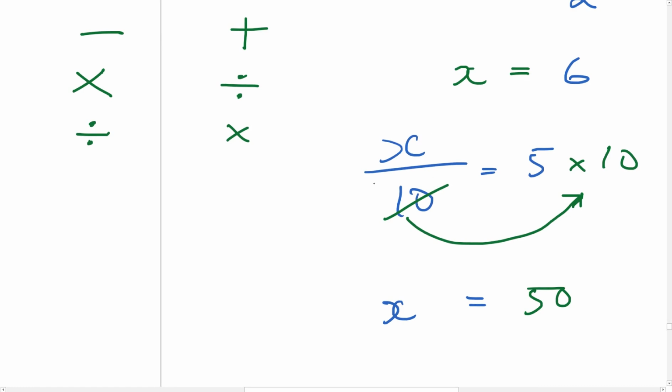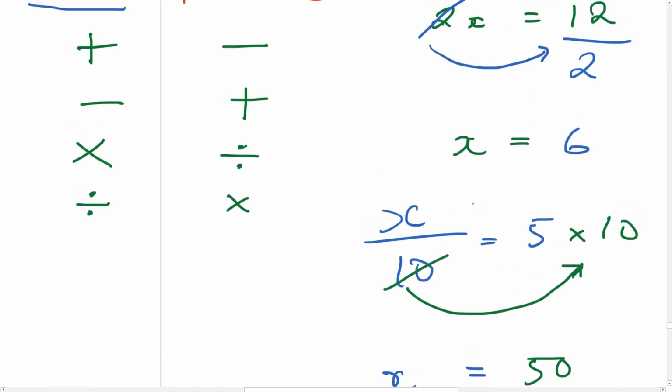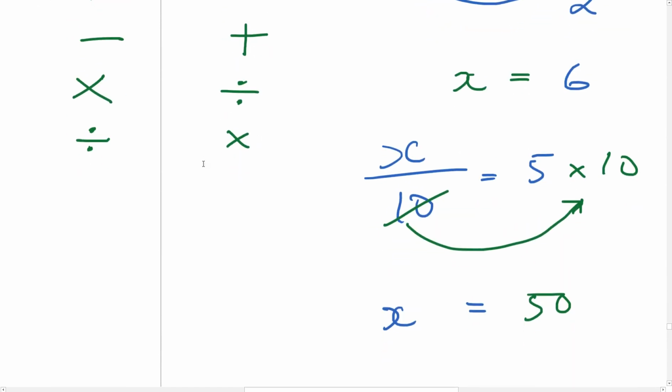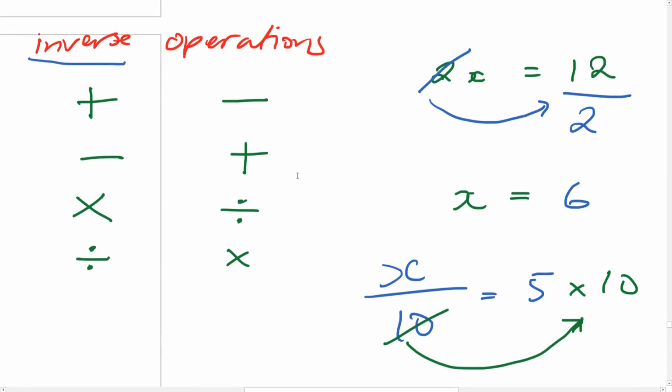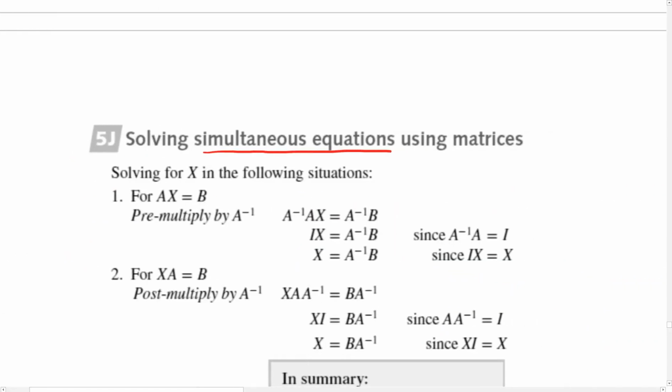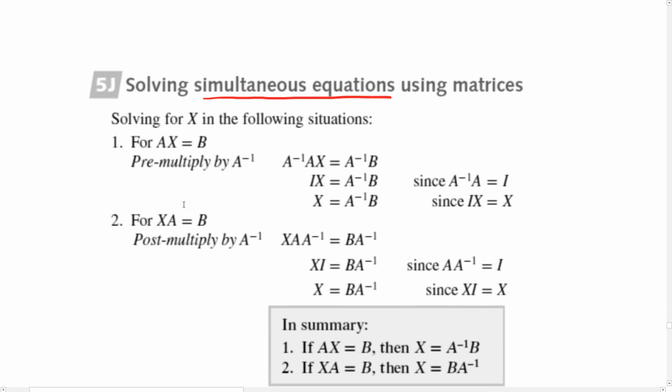So 50 divided by 10 definitely equals 5. Okay, so that's how your inverse operations work. The idea is you want to try and isolate the unknown variables to figure out what it is. Okay, now to bring that back into this part of inverse operations, we're going to look at how inverse operations work with matrices. Okay, and we already know what the word inverse means.